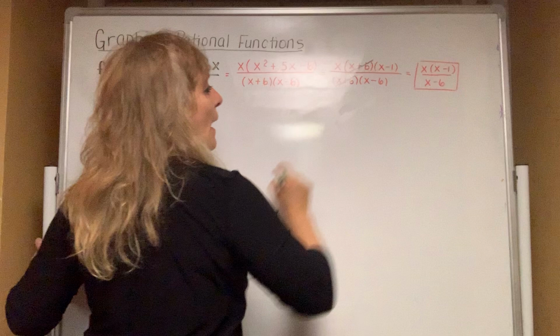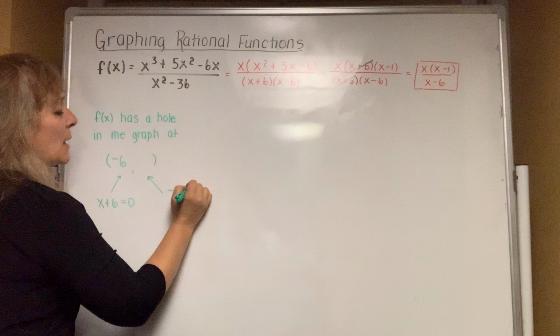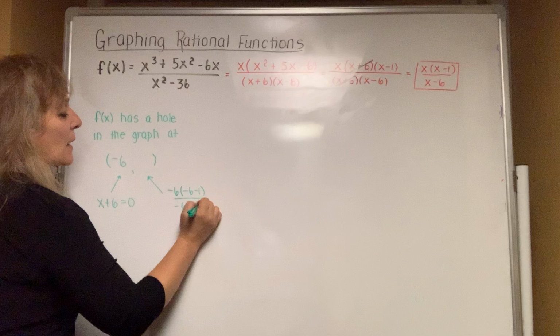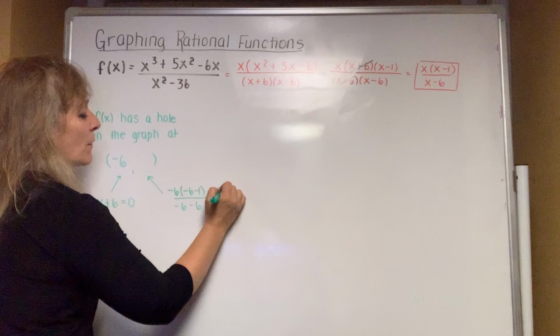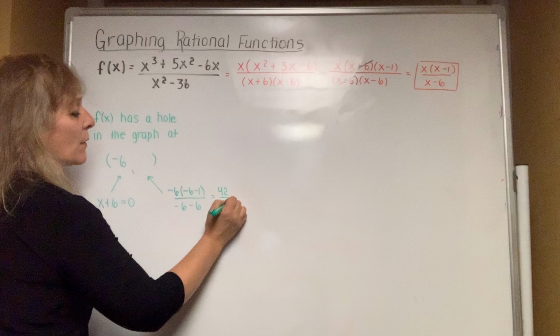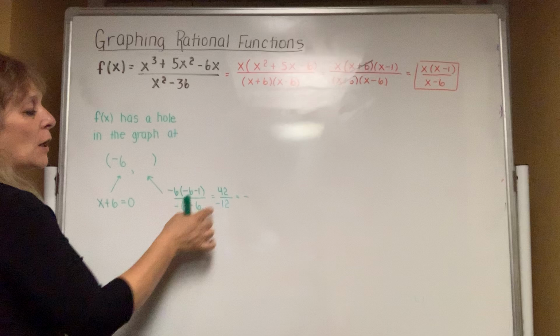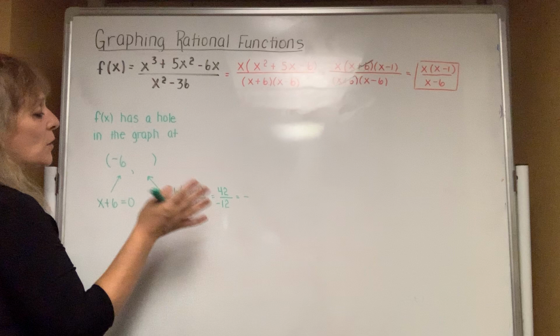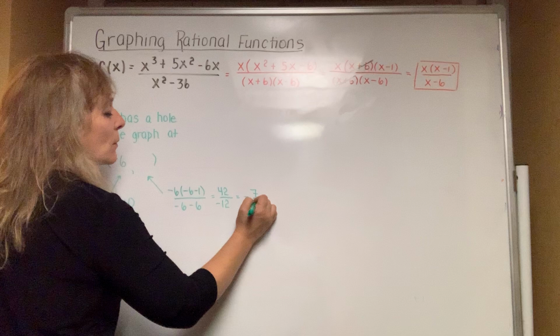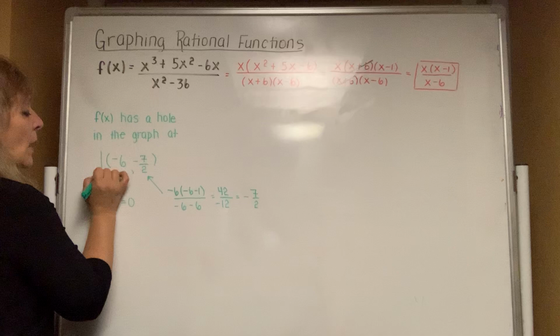So it's negative 6 times negative 6 minus 1, all divided by negative 6 minus 6. So in the numerator, negative 6 times negative 7 is positive 42. And in the denominator, negative 6 minus 6 is negative 12. You can reduce it, but it does come out to be a negative answer. You have 42 over 12, but that can be reduced again. Or you can just do it in one shot and say, I know 6 goes into both of them evenly. Negative 7 over 2. So that is your y coordinate of the hole. And 7 divided by 2 is 3.5, so it's negative 6, negative 3.5.